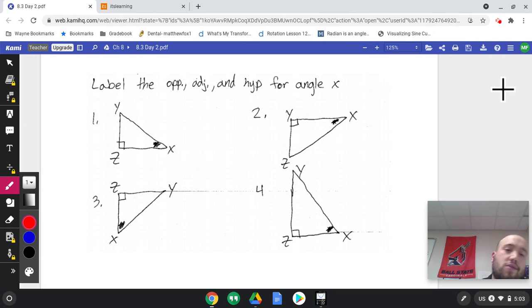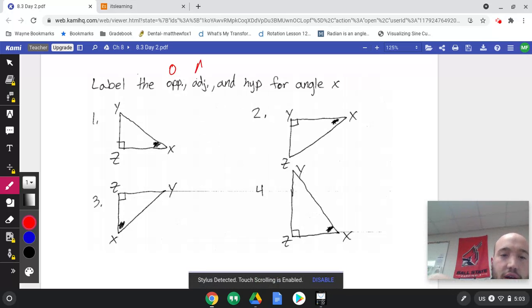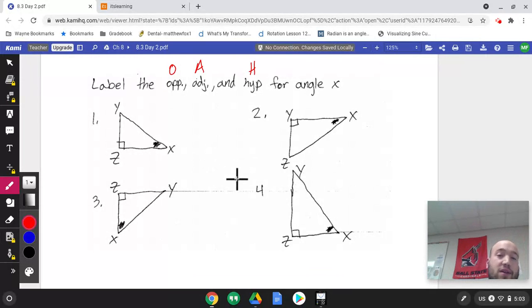So hopefully on Thursday you already practiced this with us, but remember we want to review labeling our opposite side, our adjacent side, and our hypotenuse. We're going to identify those as either O, A, or H. The easiest one to find, in my opinion, is always your hypotenuse. It's always across from the right angle. So here's your hypotenuse. Now, we are concerned with how this relates to angle x.